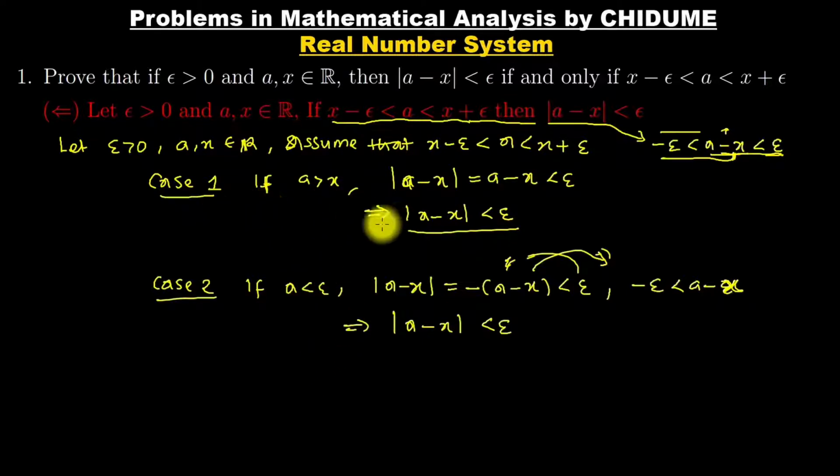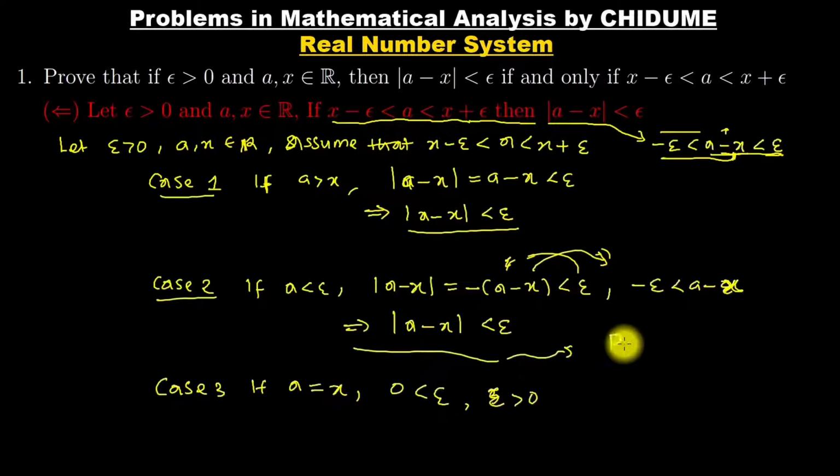So once you've considered all the possible cases, these are just the two possible cases. The third case we want to consider is if a is equal to x, which is a trivial case. If a is equal to x, obviously I'm going to have 0 less than epsilon. This is trivial, since epsilon is greater than 0. So here we can conclude that the proof is complete.